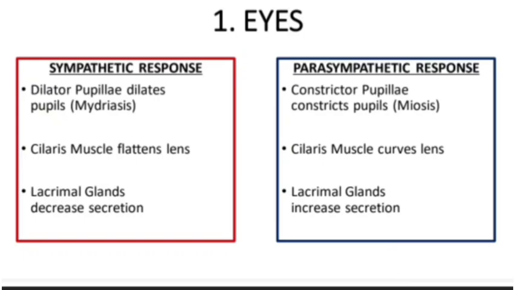In comparison with the parasympathetic response, there will be constriction of the pupil and curving of the lens. So this will allow the eyes to focus on one single object or one specific location. Since you are in a rest or digest state, there is less importance to being aware of your surroundings. And your lacrimal glands will now produce more tears or lubrication for your eyes.